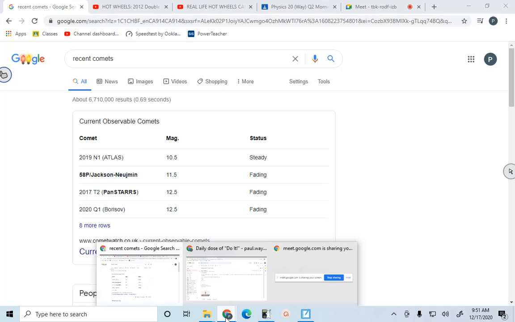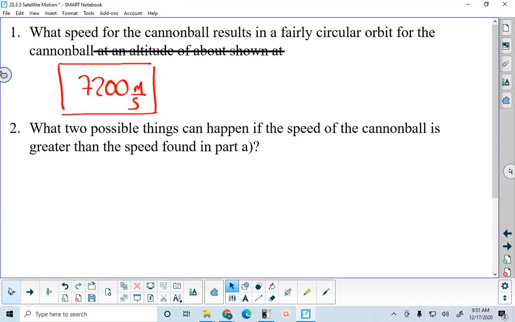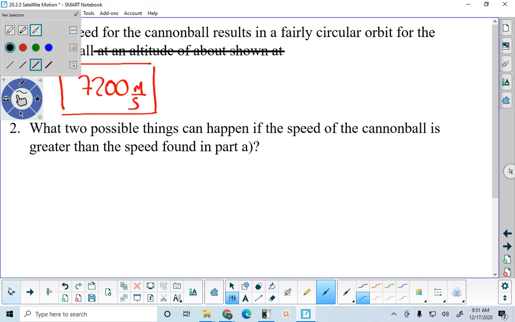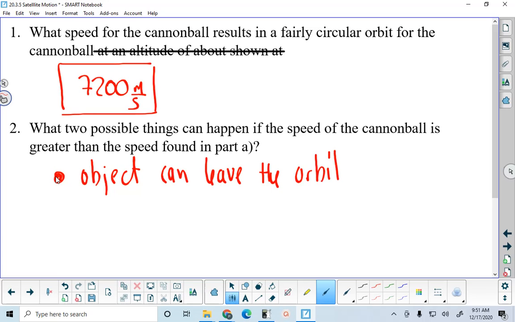So anyway, what two possible things can happen if the speed is too great? One of the things that can happen is the object, I mean, we're talking about a cannonball here, but the object can leave the orbit of Earth. That's what we say. We say that it's going so fast, basically it comes up and doesn't come down. And the other thing is you can have an elliptical orbit.